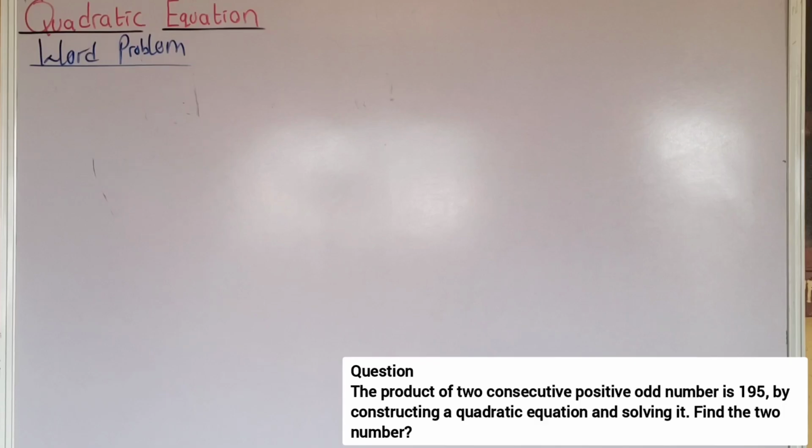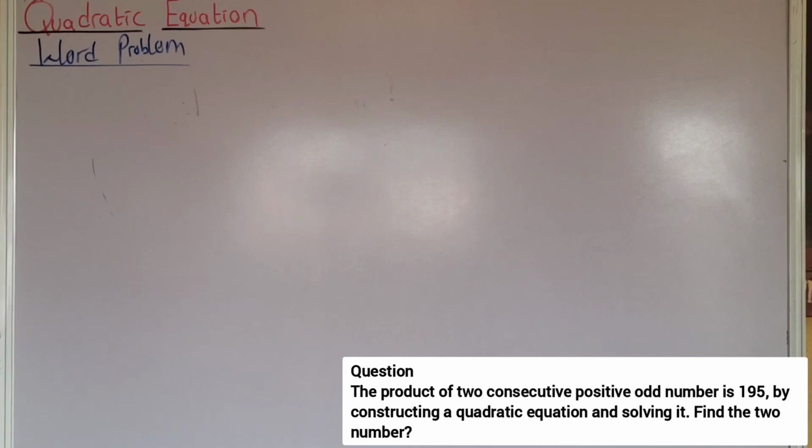Okay, now you see, word problems are an aspect of mathematics that, number one, test your ability to understand and interpret the question. So in this case, we are going to interpret the question into a quadratic equation, then we are going to solve the quadratic equation. Okay, so let's start. The product of two consecutive positive odd numbers. Now pay attention to that statement. Positive odd numbers.